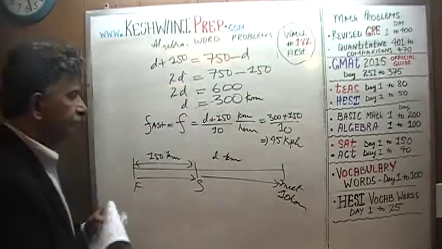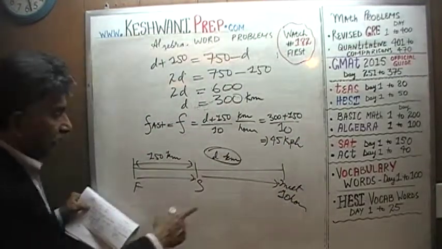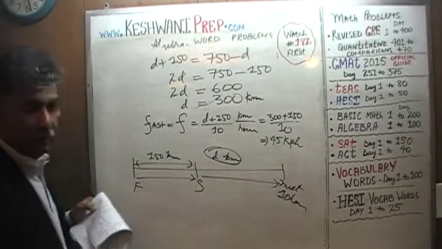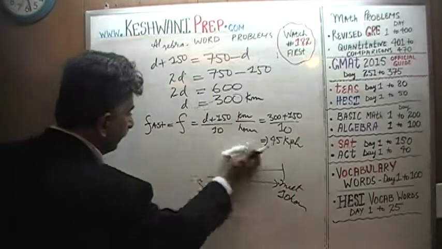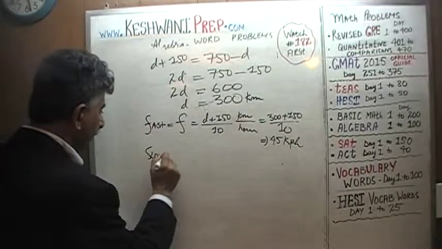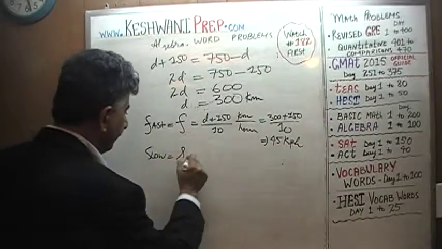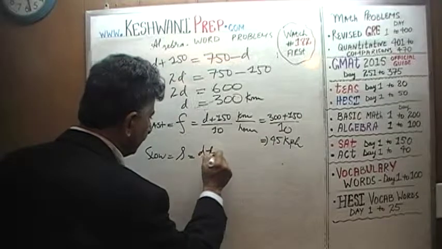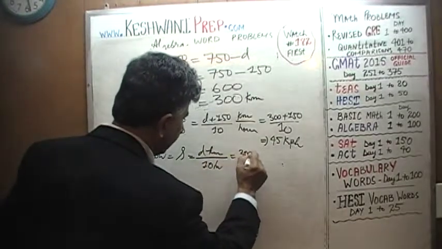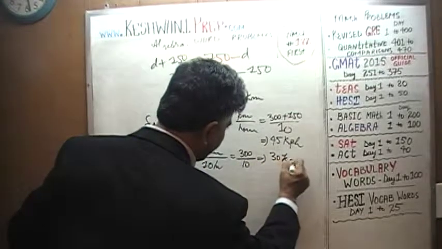which implies that he's going at 45 kilometers per hour. Similarly, the slow guy only has to go D kilometers. He goes D kilometers in 10 hours, which is very easy. 300 kilometers in 10 hours, he goes 30 kilometers per hour. Slow guy is very easy. The slow guy, his speed is simply D kilometers in 10 hours. D we know is 300 over 10, so he goes 30 kilometers per hour.